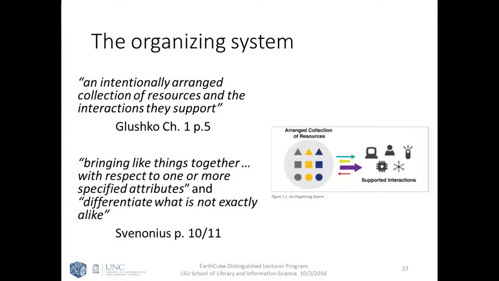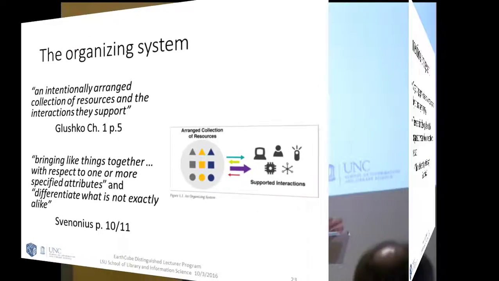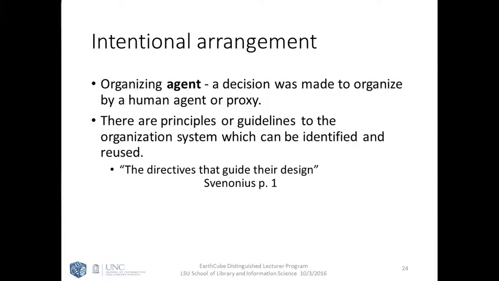But then once we have all of this stuff, we want to think about arranging them into collections. And so organizing them and being able to say something about them and retrieve them. And we often do that by bringing like things together around specific attributes. And this idea, again, of intentional arrangement, that someone purposely said, I want to collect this thing for this reason, and it represents this information. It can be a human or a machine, but it has to have agency.